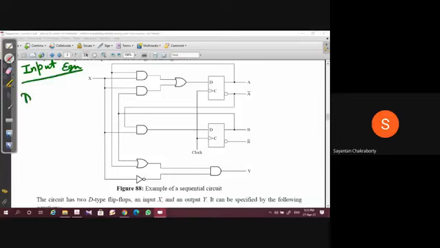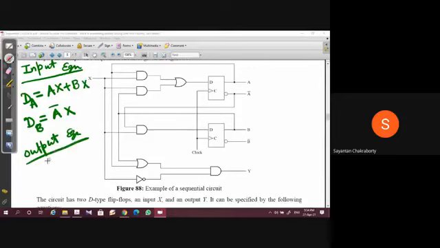Input equation: DA is equal to AX plus BX, DB equal to A conjugate X, output equation Y equal to A plus B.